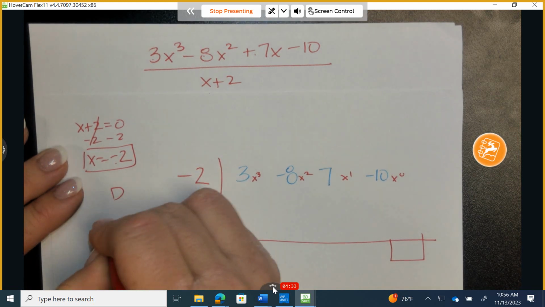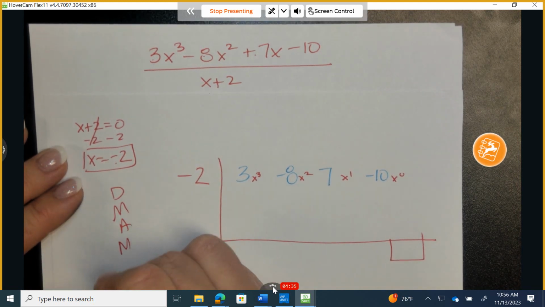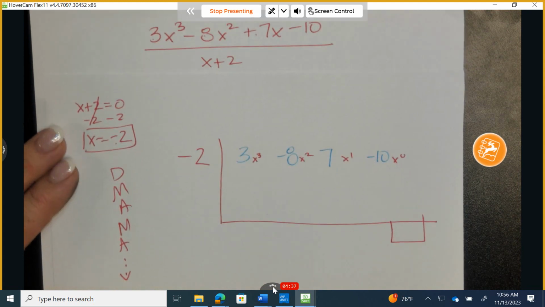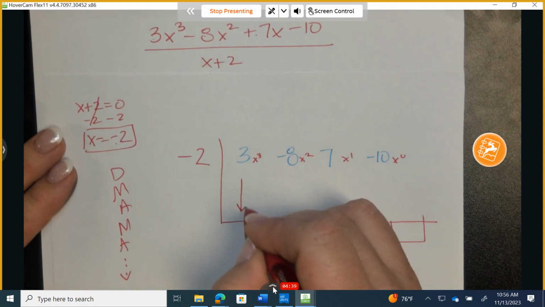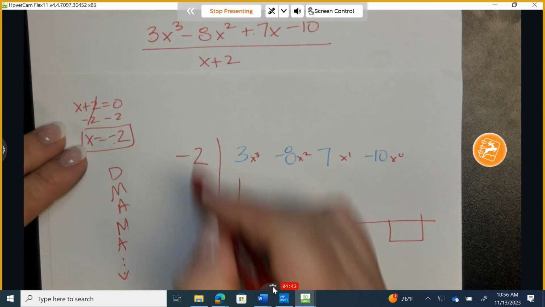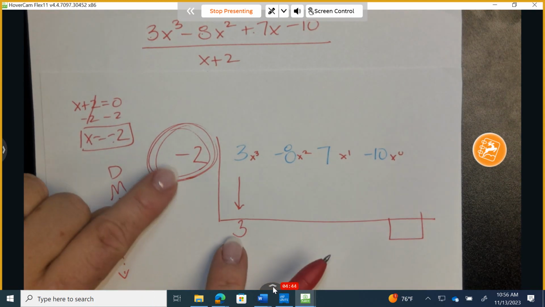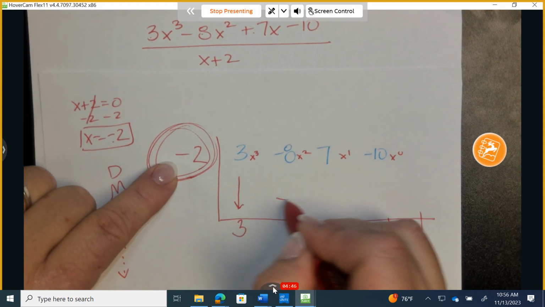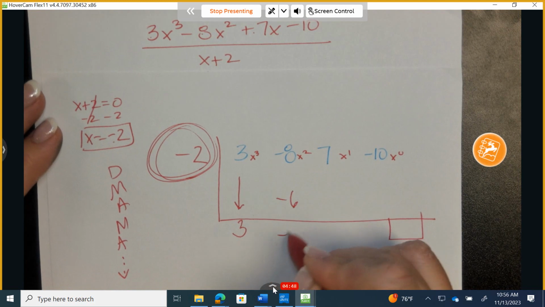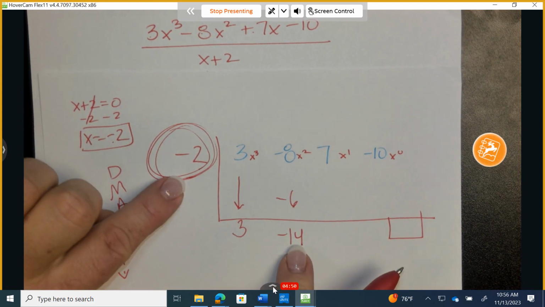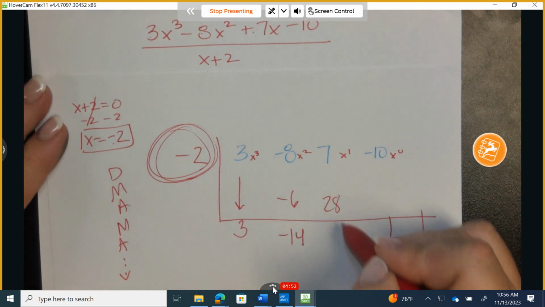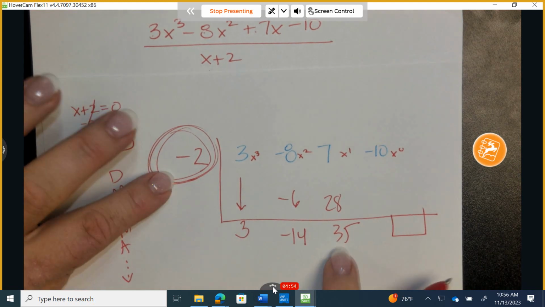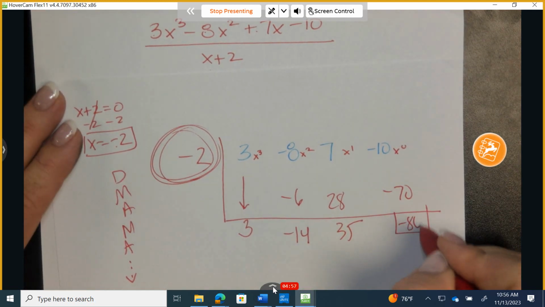Now, when we do this part, we're going to use DMAMA. And that's just an acronym that says drop down the very first number. So I'm dropping it down. Okay, I did that. And now everything we multiply comes back here. Multiply to get -6, combine to get -14. Multiply to get 28, combine to get 35. Multiply to get -70, combine to get -80.